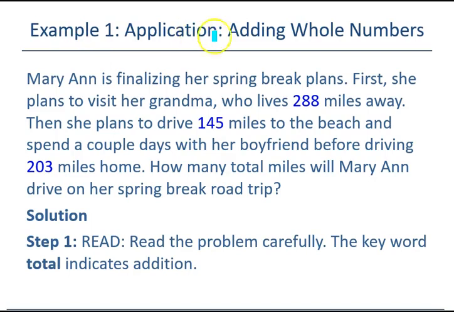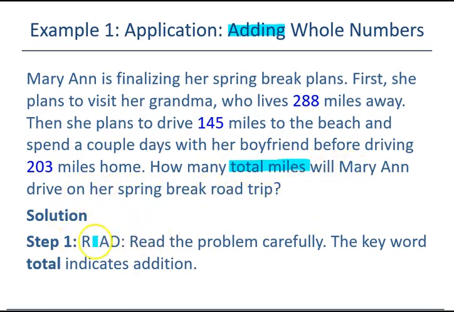Okay, example, application. We're going to be adding whole numbers. It's going to give us the operation, but I want to show you how it works. Mary Ann is finalizing her spring break plans. First, she plans to visit her grandma, who lives 288 miles away. Then she plans to drive another 145 miles to the beach and spend a couple of days with her boyfriend before driving 203 miles home. How many total miles will Mary Ann drive on her spring break trip?